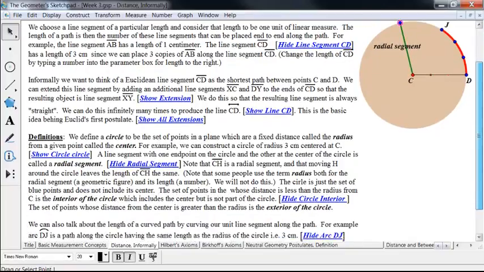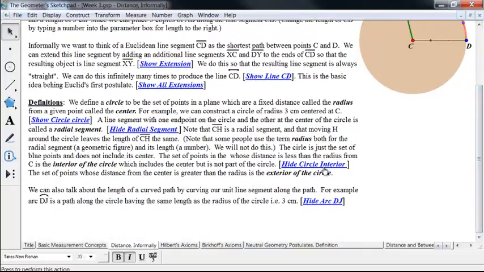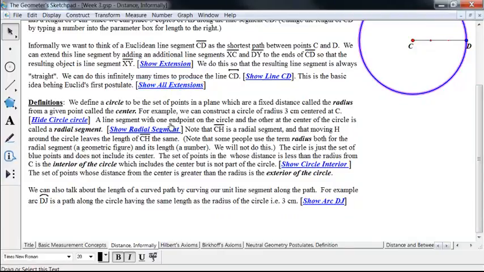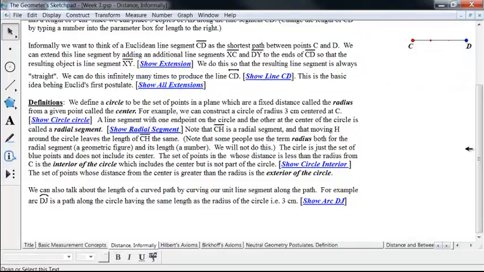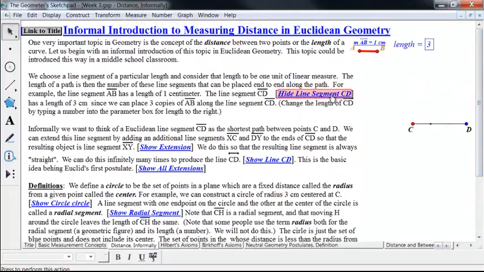Okay, so that gives us a nice little informal introduction to some concepts and some formal definitions of circle, center, radial segment, and so forth. But it also gives us an informal way of looking at how we measure distance.